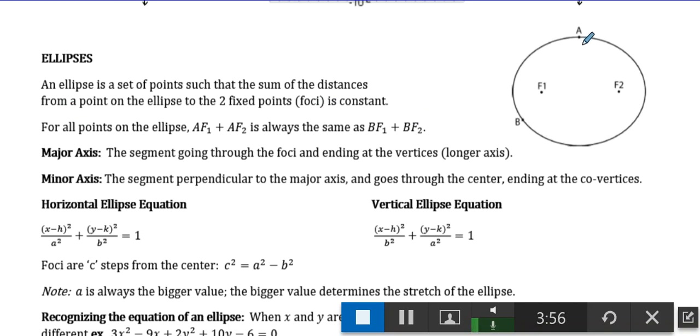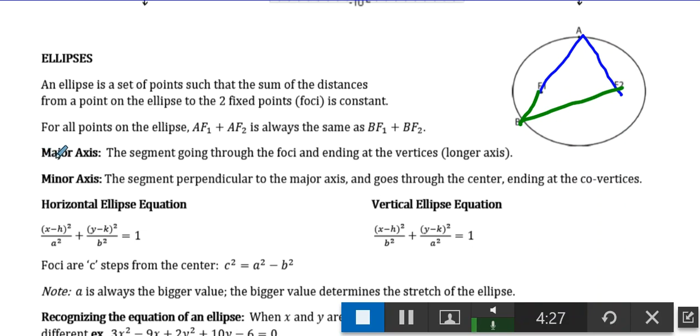So you can see here, here's a point A, and if I add AF1 to AF2, that distance will be the same as the sum of the distance from B to F1 plus B to F2. So this blue plus this blue is equal to this green plus this green. And that's true of any point on the ellipse.